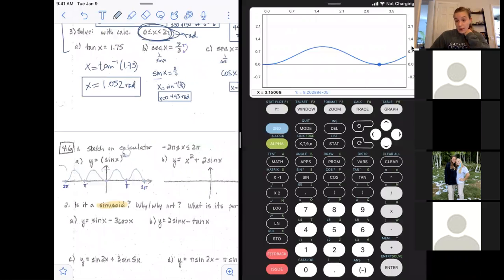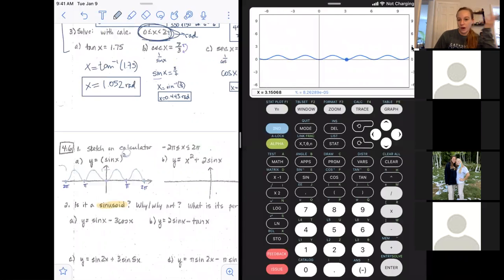So I'm going to tell you right now, it's not going to be this nice, pretty sine curve. This one's a little bit different than we're used to seeing. But at the end of the day, if I zoom it out, we'd all say, oh, this looks like a sine curve. It just goes back and forth like we know sine curves do.